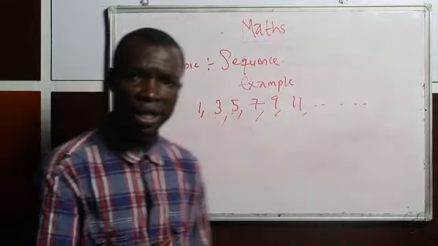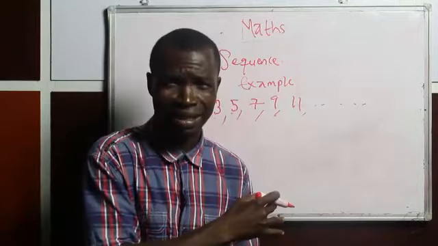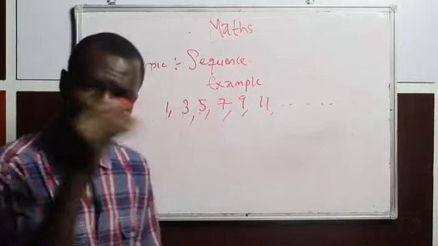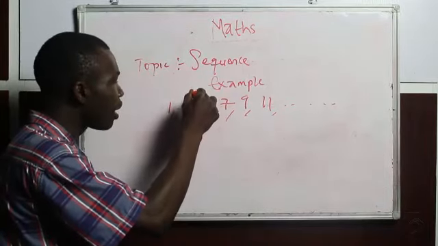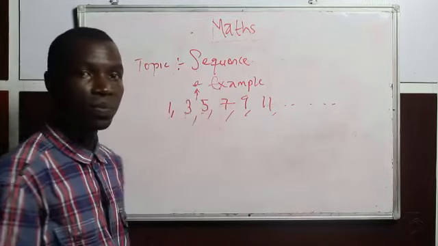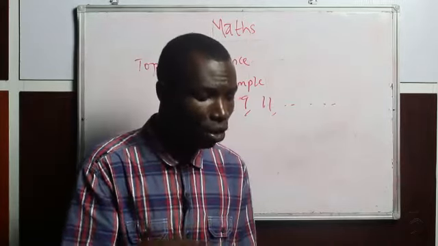This is a sequence of numbers, and it has rules. What is the rule that guided it, according to this definition? It is because we have a common difference of 2.